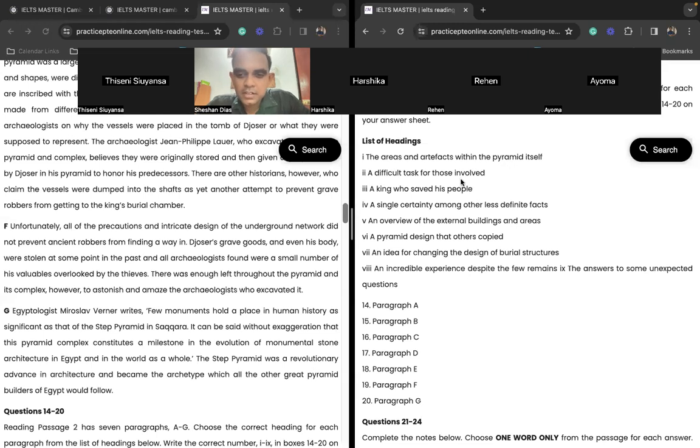The areas and artifacts? No. A difficult task? No. A king who saved his people? No. A single? No. We have already given this as an answer. An overview of the external buildings? No, because they're not talking about anything outside of the pyramid. A pyramid design that others copied. That can be the answer. Why? They're saying it became the archetype, the foundation which all other great pyramid builders of Egypt would follow. Do you understand what I mean?